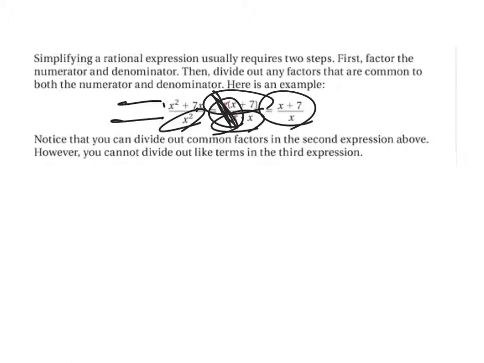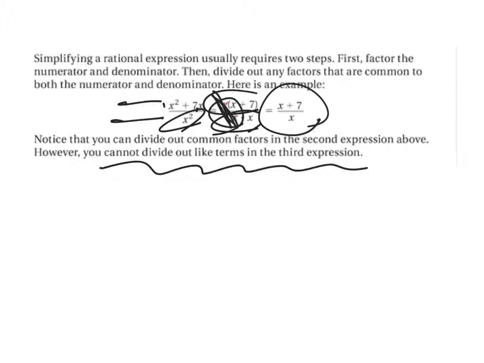Notice you can divide out common factors in the second expression above. However, you cannot divide out like terms in the third expression. Here, I'm as simplified as I can get. Where we are going to get incorrect answers is when people go like this and say my answer is 7. That's not correct. This numerator is a variable plus a variable. I cannot separate them out. I cannot go x over x, 7. Because there is a plus in between the x and the 7, they're connected together. You cannot separate them.